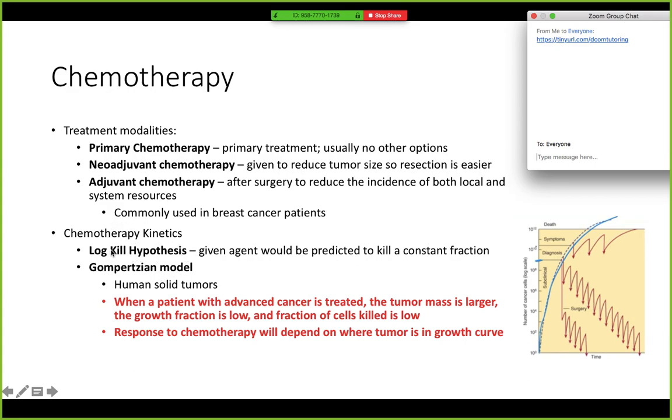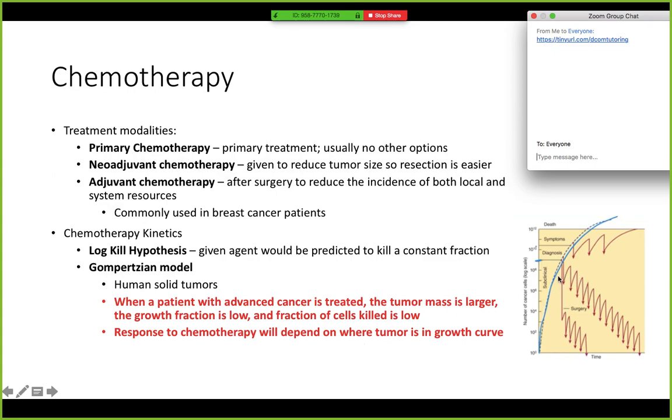Okay, so the two types of chemotherapy kinetics are the log kill hypothesis, and then the Gompertzian model, or I believe that's how you say it, which she mentioned and had a lot in red to do with that. So basically, when a patient with advanced cancer is treated, the tumor mass is larger and the growth fraction is low. So the fraction of cancer cells that you're going to kill is low.